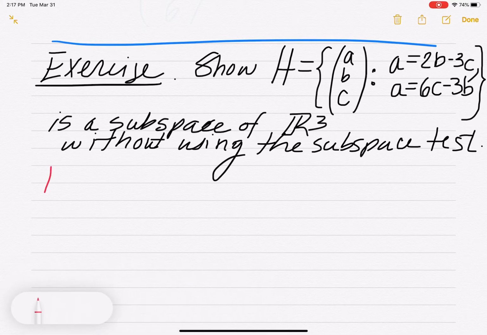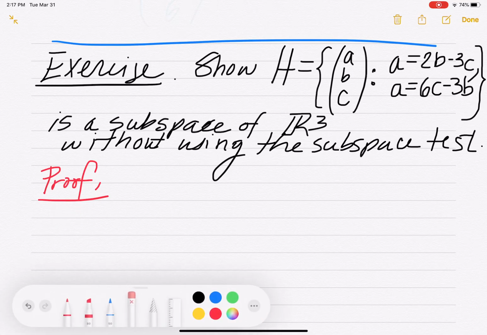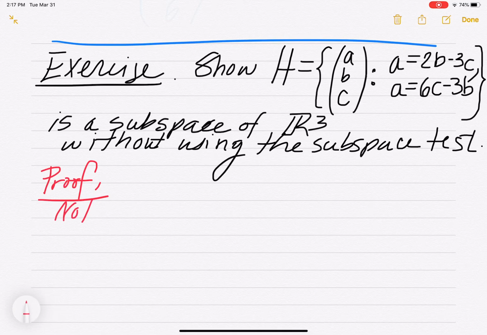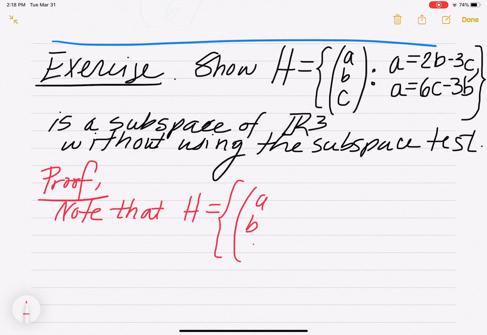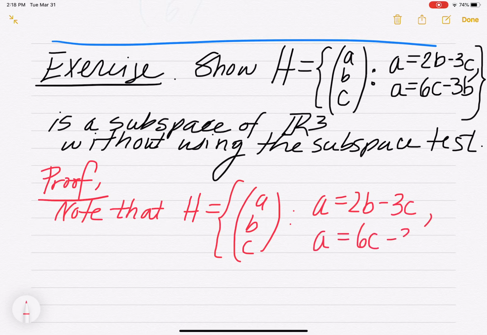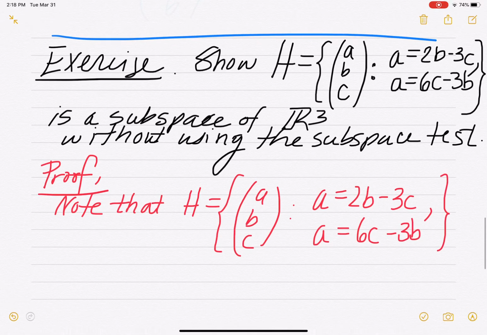So here we go. We're going to prove that this is a subspace of R3 by realizing this is the null space of something. Note that H is the set of all vectors (a, b, c) in R3 such that a = 2b - 3c, a = 6c - 3b. Here we're assuming a, b, and c are real numbers.